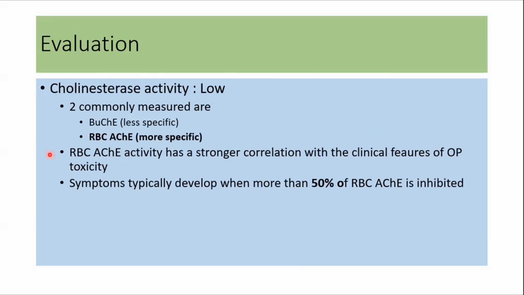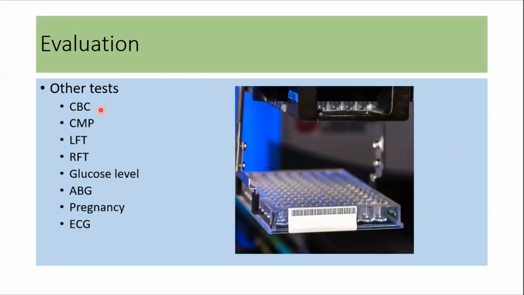The next test which we can do for the diagnosis is cholinesterase activity. It can be tested as butyrylcholinesterase activity and RBC acetylcholinesterase activity. RBC acetylcholinesterase activity has a strong correlation with the clinical features of organophosphate toxicity, and the symptoms typically develop when more than 50% of the RBC acetylcholinesterase activity is inhibited. Other tests include CBC, CMP, liver function test, renal function test, glucose level, arterial blood gas analysis, pregnancy test, and ECG.